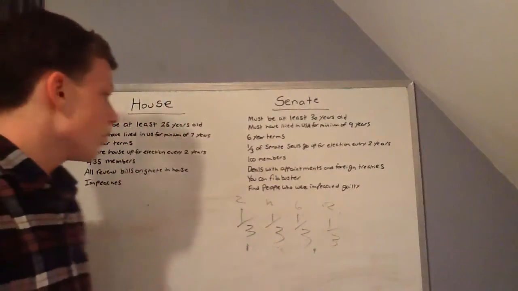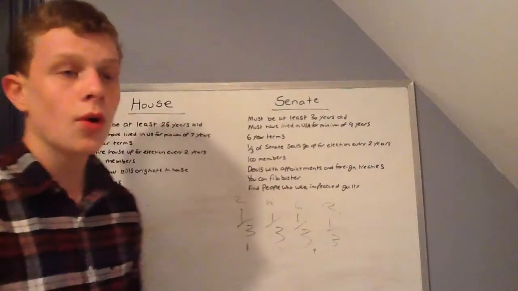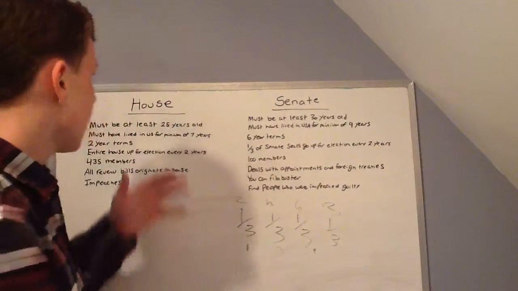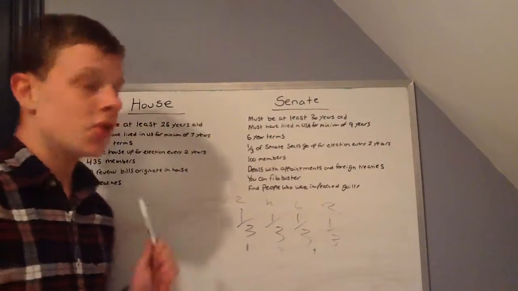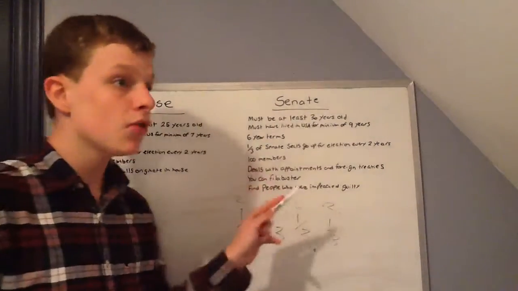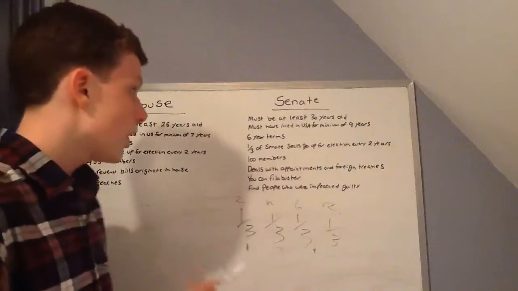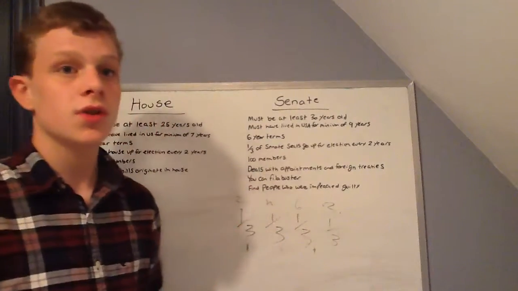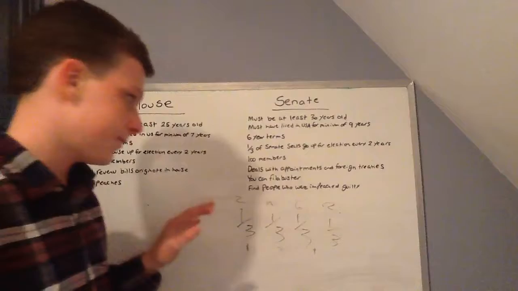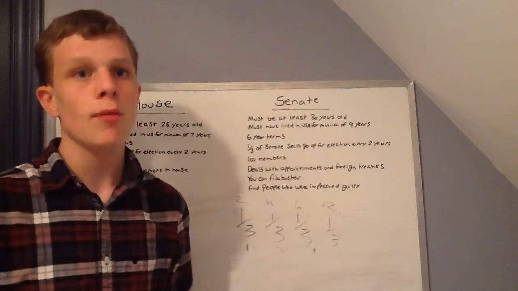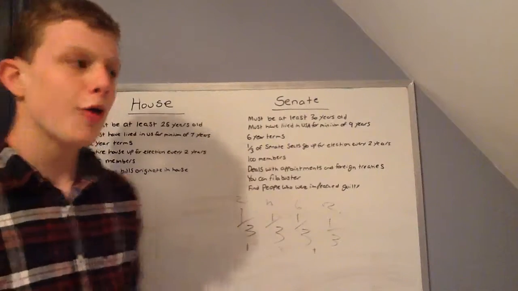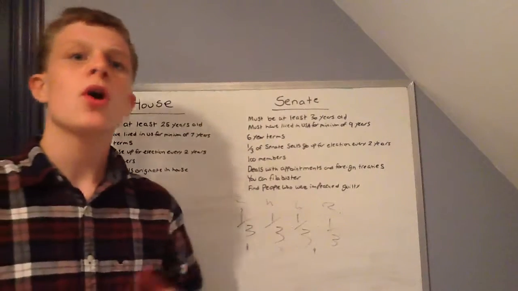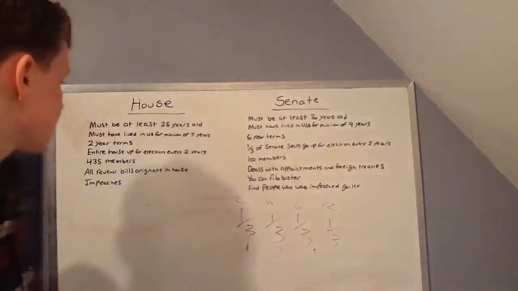The House has 435 members and the Senate has 100 members, so size does matter in comparison between the House and the Senate for power. All revenue bills originate in the House. The Senate can make amendments, but they must originate in the House. The Senate deals with appointments and foreign treaties. The House doesn't have any say in that. In the Senate, you can filibuster, which means to get up and speak for as long as you want to. However, in the House, they have very strict rules about who can speak and when you can speak.